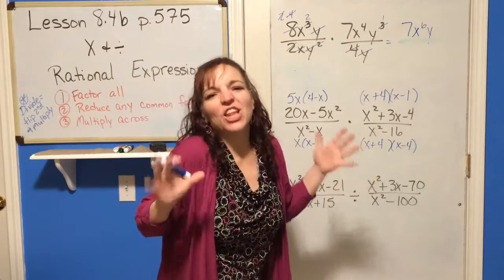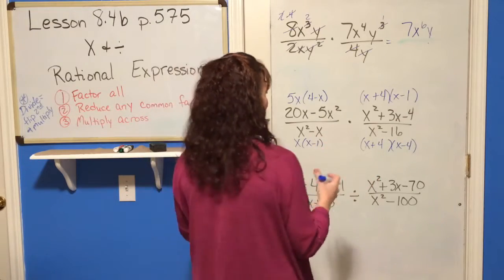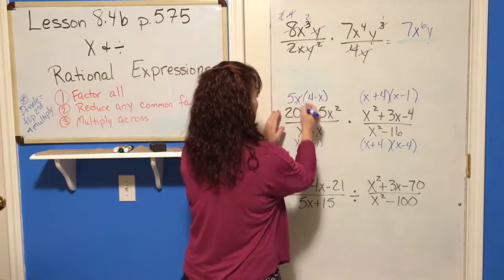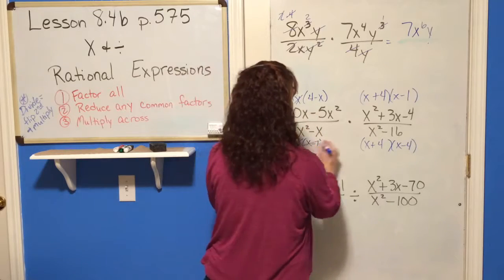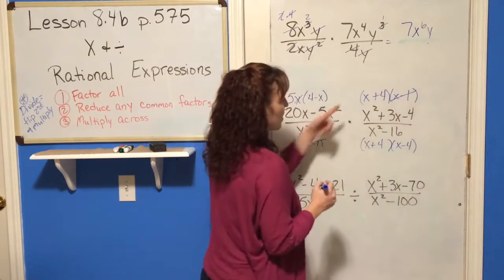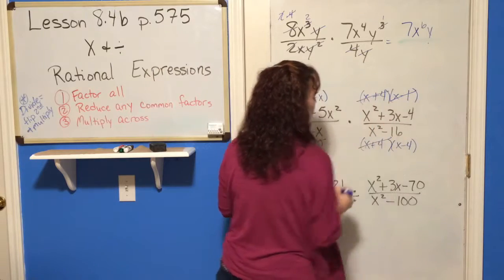Now for the fun part. I love this part. Just cancel stuff out. Look for things that match. Let's see. An x matches. X minus 1 matches x minus 1 in the top. X plus 4 matches x plus 4.